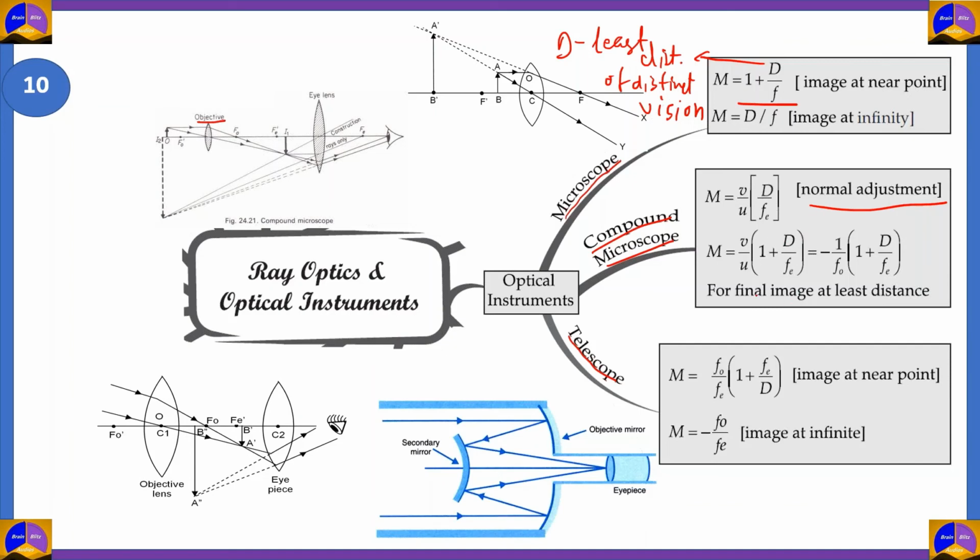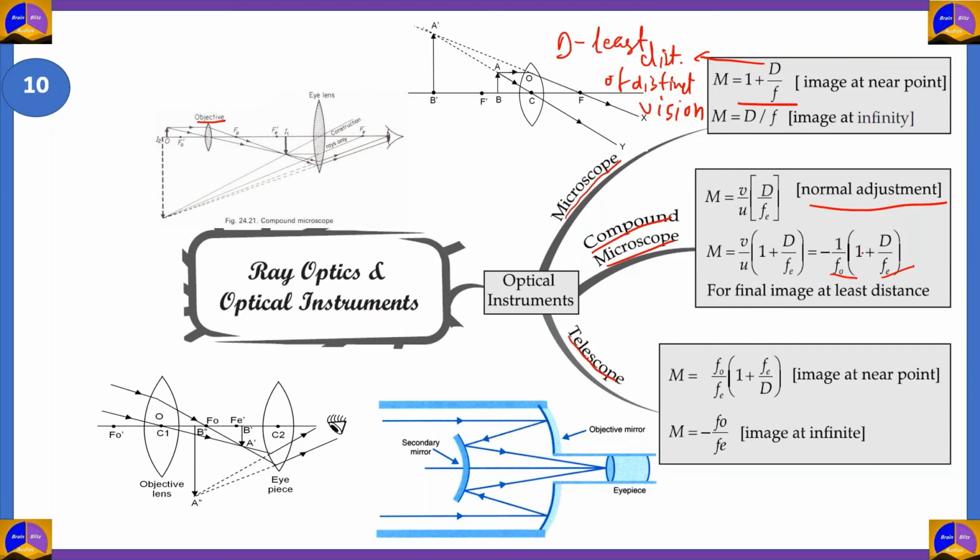Now, if we have to find out the magnification for an image at near point, then we have to use a different formula, which is V by U times 1 plus D by FE, which we can write down as minus 1 by FO times 1 plus D by FE. FE is the focal length of the eyepiece, FO is the focal length of the objective lens. So that is how you can magnify small objects which are near to you. You magnify them using a microscope in order to see their various parts.